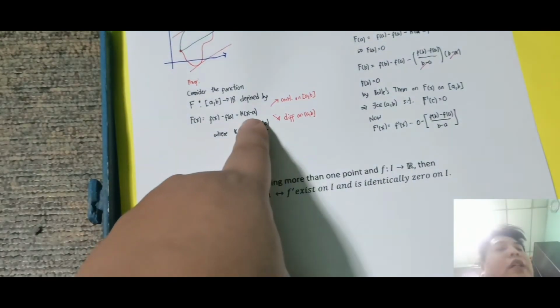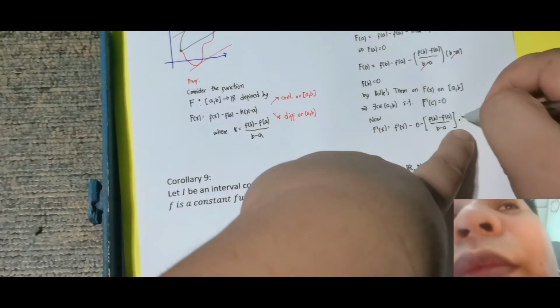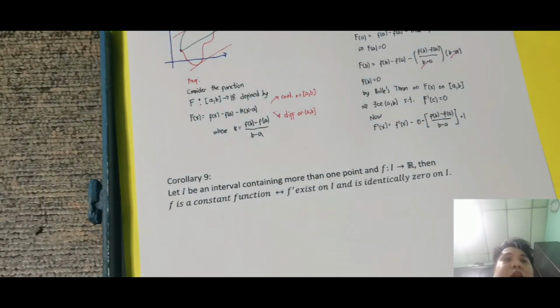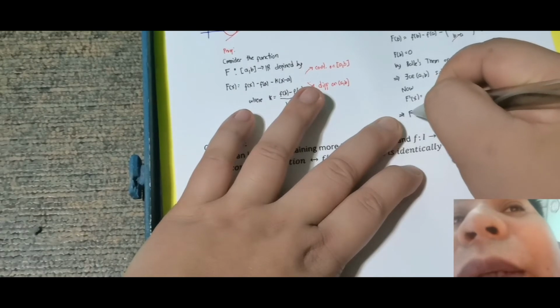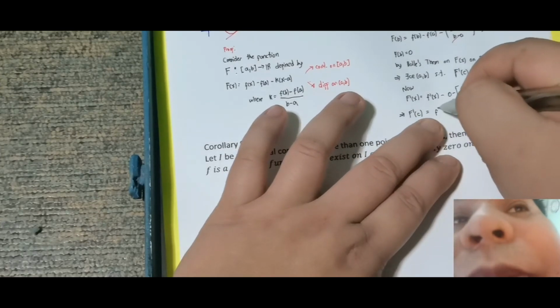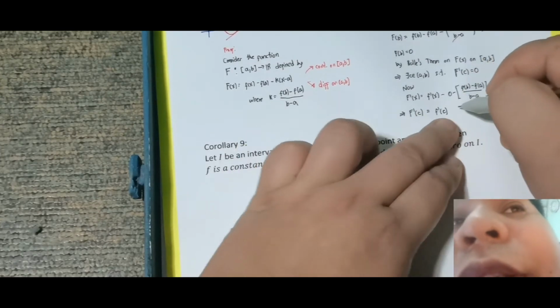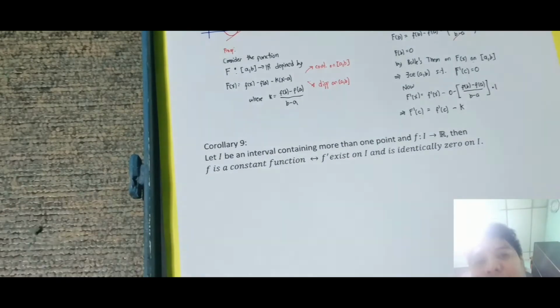So what do I differentiate? x minus a. The derivative of x minus a is 1. Remember that value. So therefore, capital F prime of c is equal to small f prime of c minus k, which is f of b over b minus a. Let me just put it as k for now.